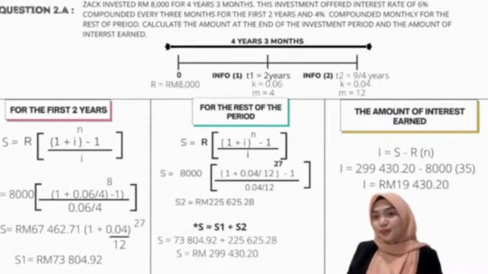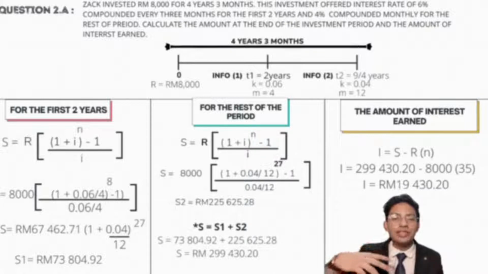The amount for the first 2 years, we put the information 1 at the formula and the answer will be 67,462 ringgit and 71 cents. And then we put the information 2 to find the S1. So, the final answer for S1 is 73,804 and 92 cents. Then, formula for the rest of period is S equal to 8,000 in bracket 1 plus 0.04 over 12 to the power of 27 minus by 1 and divide with I, which is 0.04 over 12.